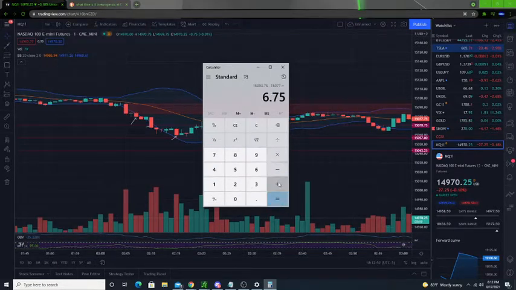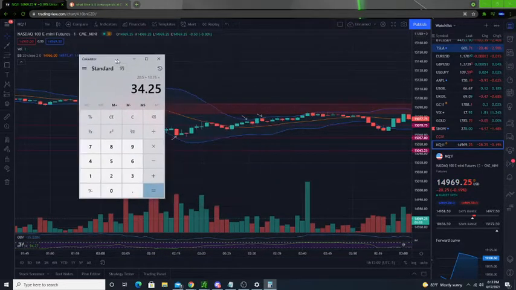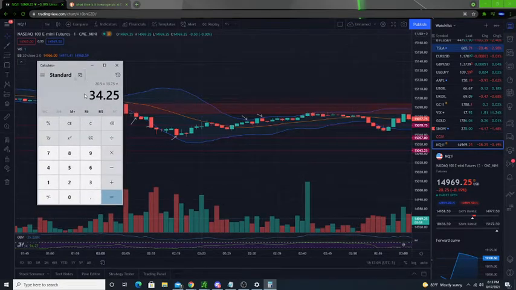So 6.75 plus 13.75 plus 13.75. So 34.25 points from your 3 contracts. Multiply that by, if you guys are trading the micros, so 68.50.